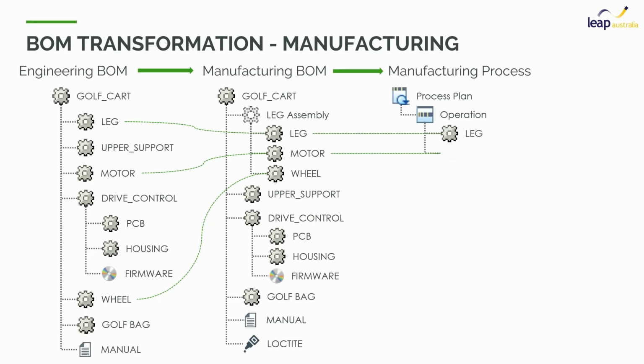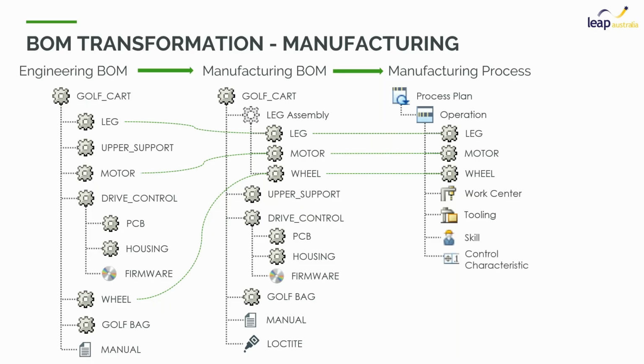So we can take those items and use them inside that operation. As I said, we can add in things like a work center that might have certain jigs and other equipment there. We can have tooling that we're going to use. You need a hammer or a caliper or whatever it might be. There are certain skills that we can define that need to be used. There might be control characteristics. So we haven't really talked about this very much to date, but the control characteristics are critical dimensions that need to be checked or whatever it might be during that process.